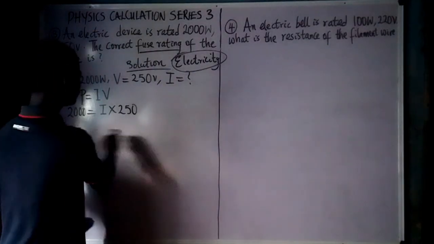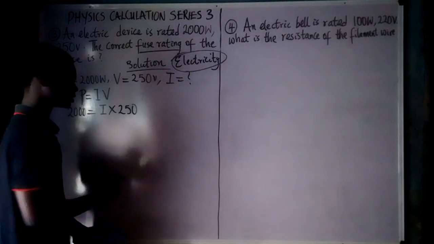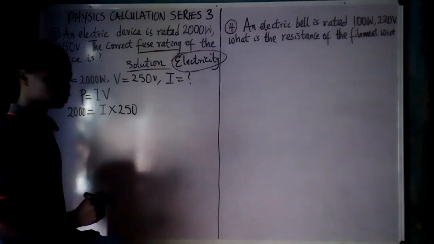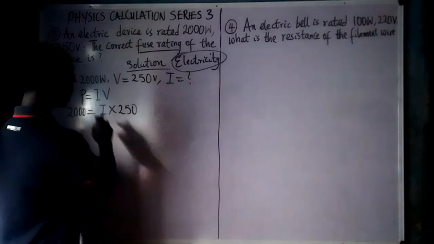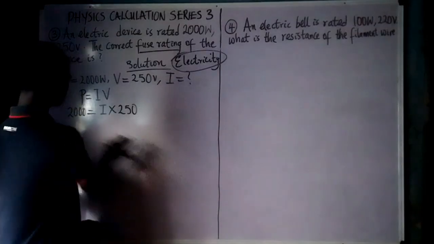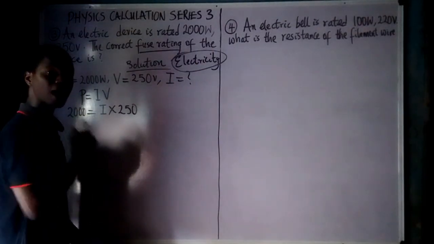So guys, we have made a little progress. We have got to this place. Now, what next should we do? The next thing to do is to make I, which is current, the subject of this equation. How do we do that?